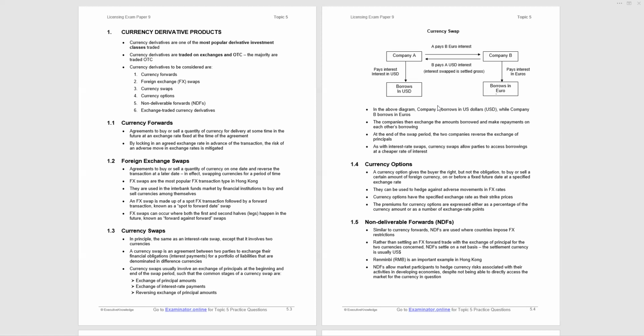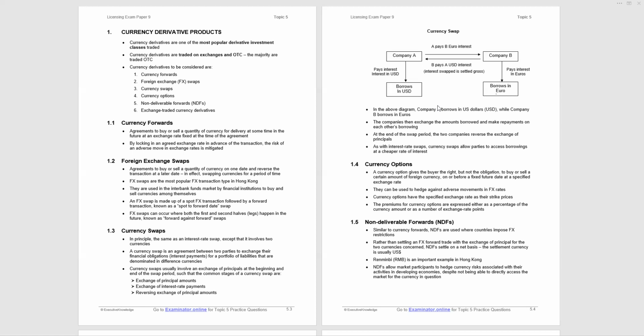Section 1.4 on currency options. This gives the buyer the right, as with any option, not the obligation, to buy or sell a certain amount of foreign currency on or before a fixed future date, that's the expiry date, as with options, at a specified exchange rate, that's the strike price. They can be used to hedge against adverse movements in FX rates. And as I've said, the specified exchange rate is the strike price. Now, the premium, this is important. Premiums for currency options are expressed either as a percentage of the currency amount or as a number of exchange rate points. And we'll see an example shortly where that is used.